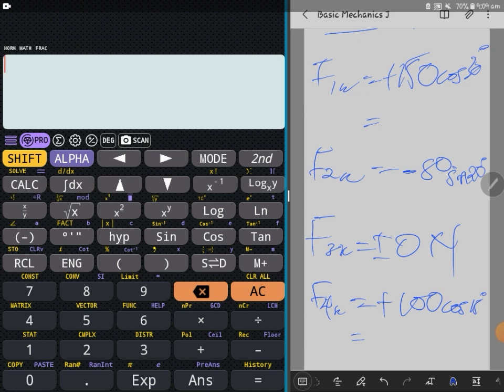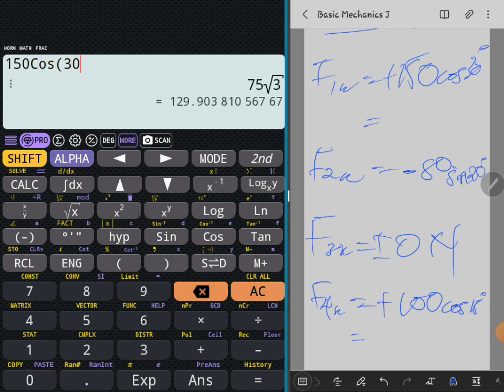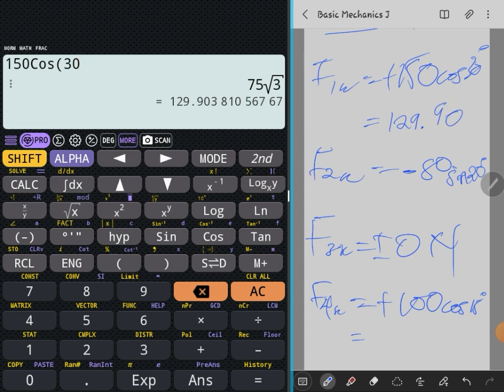So F1x, that's 150 cos 30. And for this, it's nice if you have the answers in 2dp, but there are times where whoever wants you to solve the question will have a particular requirement that makes it 4dp or something, so just follow. At times it's even written at the front of the question paper. But if nothing is given, 2dp is the worst case scenario, at least 2dp, you'll be fine. This is in newtons.